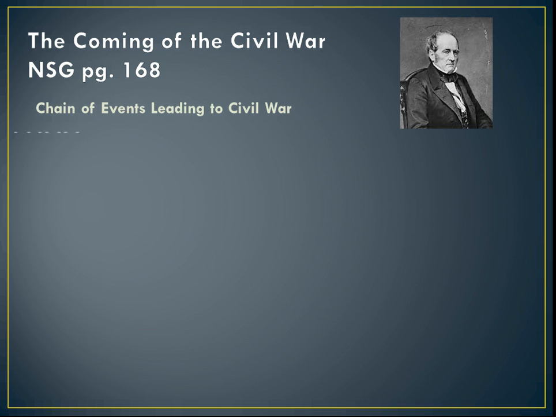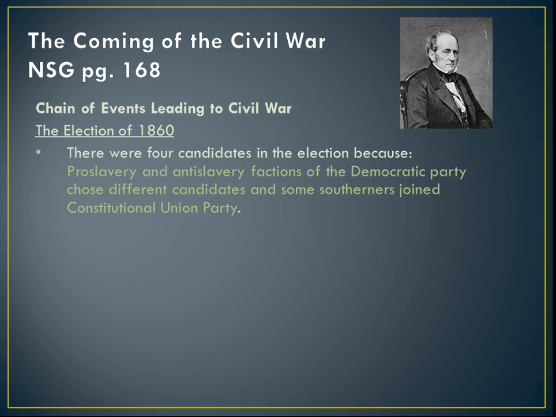So the chain of events leading to the Civil War. The election of 1860. There were four candidates in the election. Pro-slavery and anti-slavery factions of the Democratic Party chose different candidates, and some Southerners joined the Constitutional Union Party. So there's a lot more viable candidates than we have in today's elections.